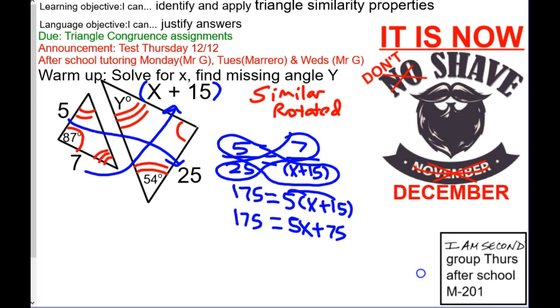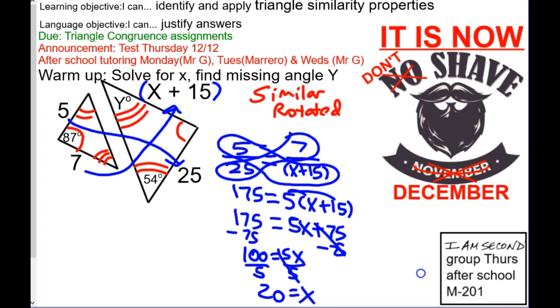Okay, last two steps. On the right-hand side, I got to get rid of both of these. Which one do I get rid of first? The loner, right? So everyone knows you get rid of that 75 first by subtraction. That's the opposite of adding, right? So minus 75. What's 175 minus 75? 100 equals 5x. And to get rid of that 5, divide. So 100 divided by 5 is 20.